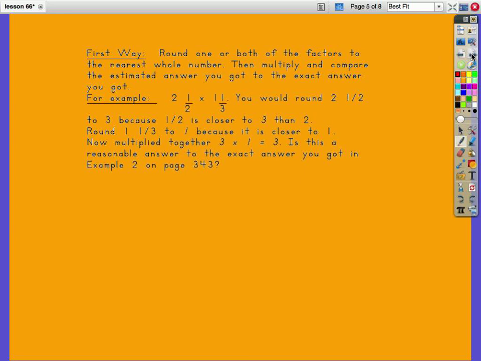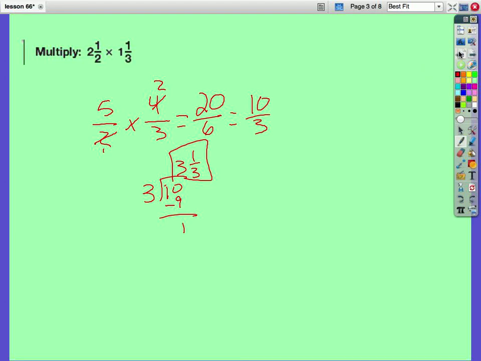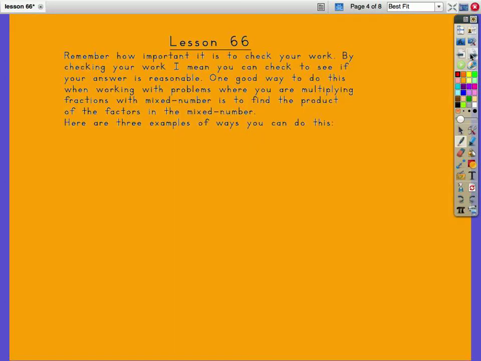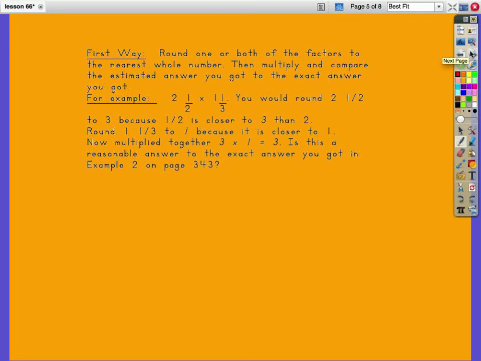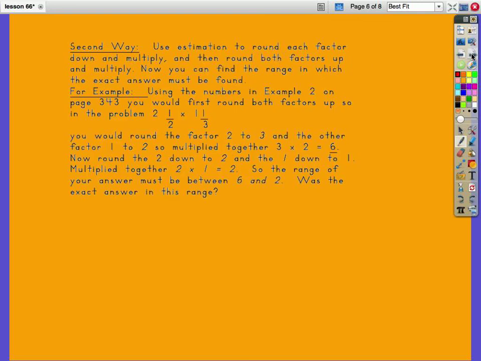For example, 2 1/2 times 1 1/3. You'd round 2 1/2 to 3 because 1/2 is closer to 3 than 2. And round 1 1/3 to 1 because it's closer to 1. Now multiply together, 3 times 1 is 3. Is this a reasonable answer to the exact answer you got for example 2? Well, we had 3 1/3, so yeah, it is. 3 is fairly close to that 3 1/3.